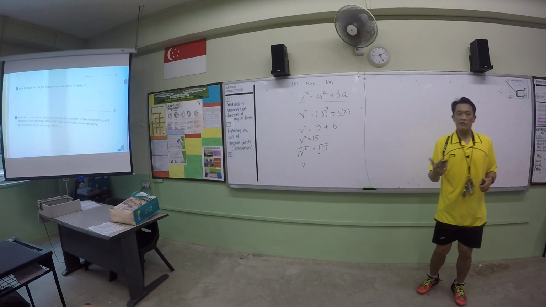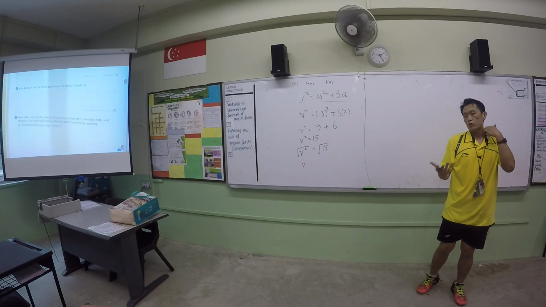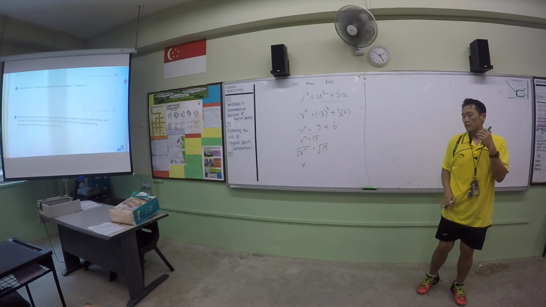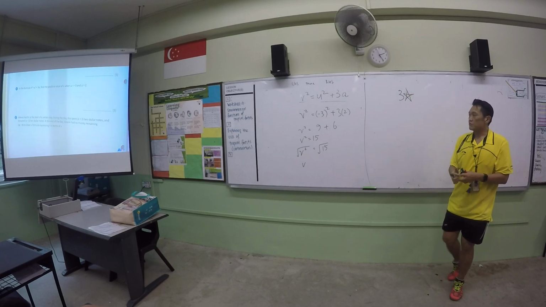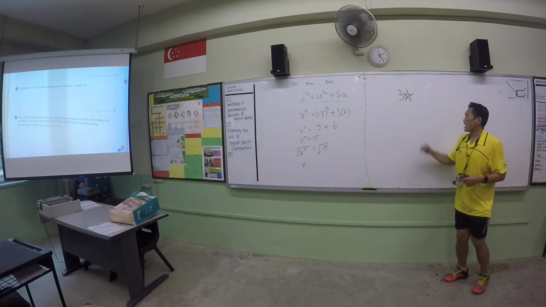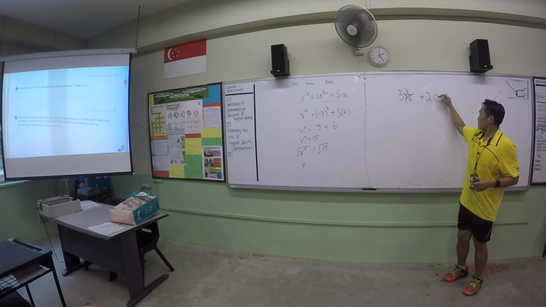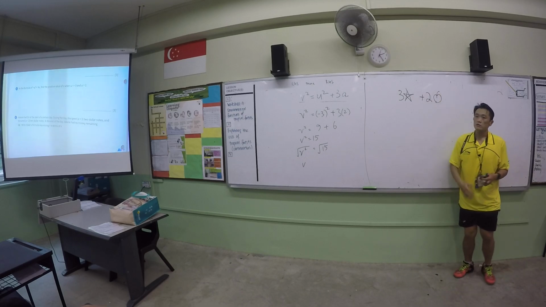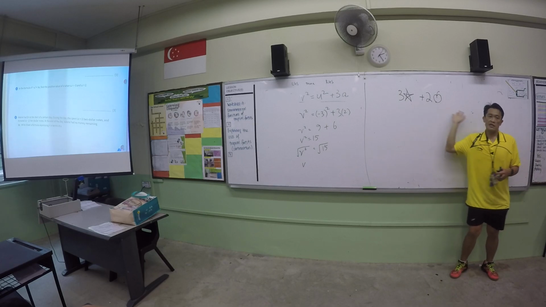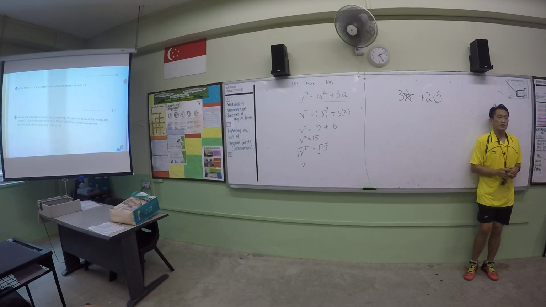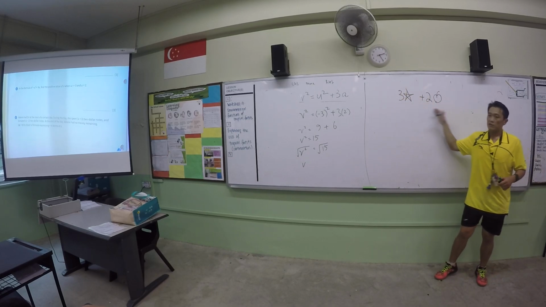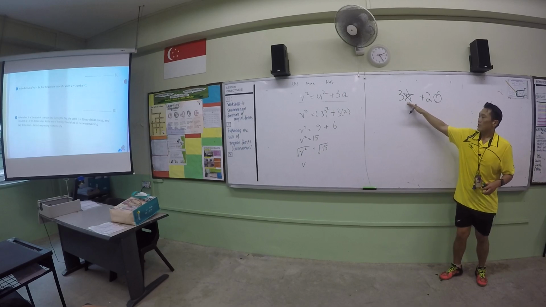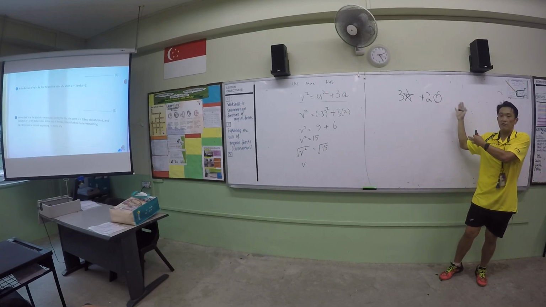Algebra is using a symbol to represent some numbers. Correct? It can be any symbol. I can have 3 star plus 2 apple. This is an algebraic expression. I don't know, this will end up being a number. Star can be some number. Apple can mean some number.